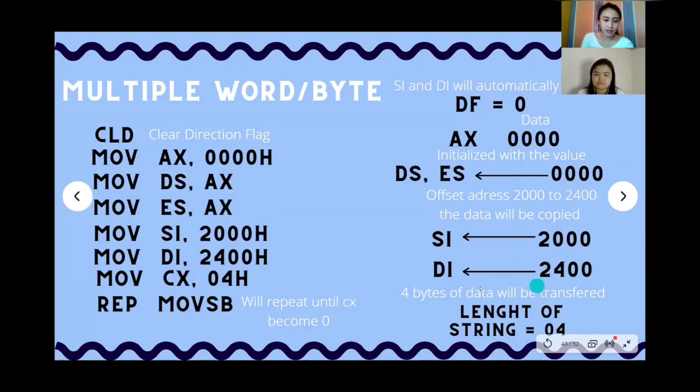And then the next one is MOV, counter or CX, 04H. The 04 indicates that the length of our string here is 4. Next one is REP, or the repeat. This means this process will repeat until your counter becomes 0.